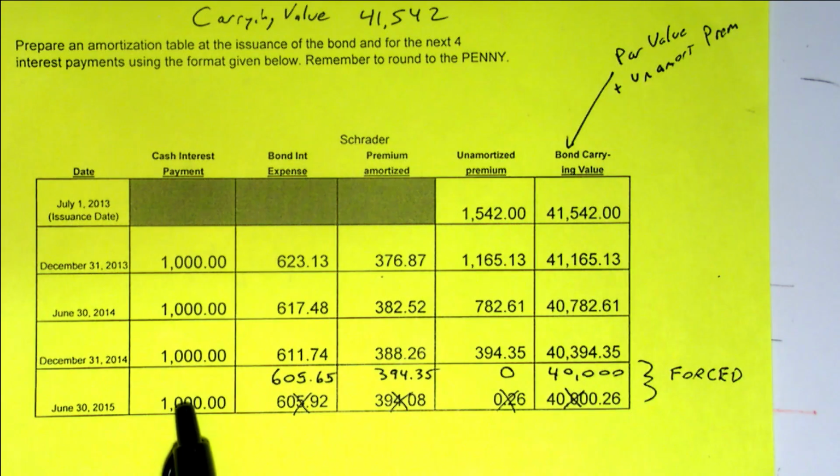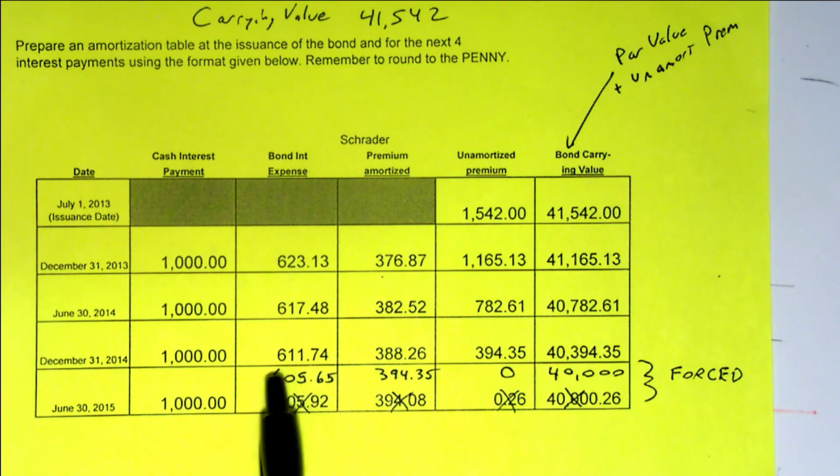And you know that number is going to be 1,000, right? So you have to force this number too, or your journal entry that you prepare on June 30th of 15 is not going to balance. You see what I'm saying? Right. So yeah, you have to kind of force all of these columns.